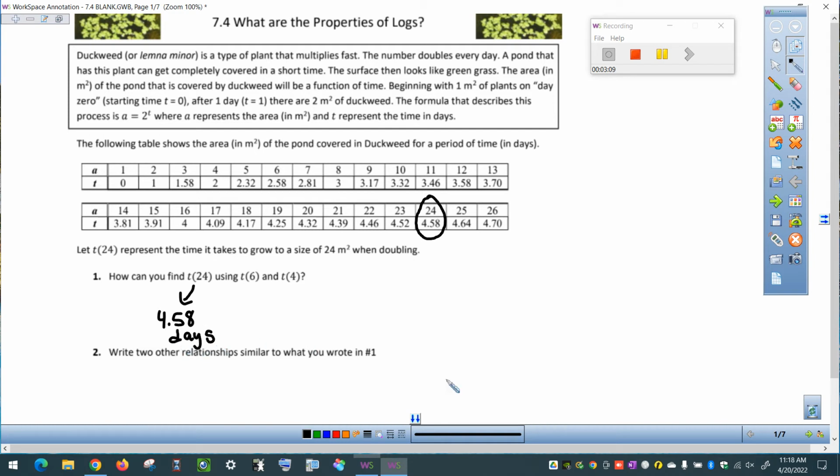And then we want to take a look at t of 6, which is the time it takes to grow to a size of 6, which is 2.58 days. And then let's go ahead and find in the table t of 4. So that's how long does it take to get to an area of 4 square meters. And we can see that that is perfectly 2 days.